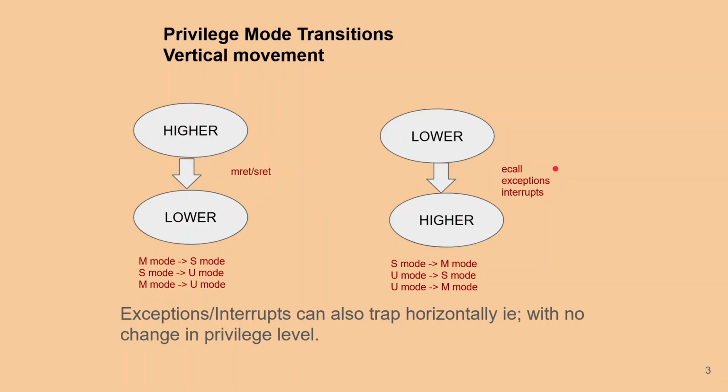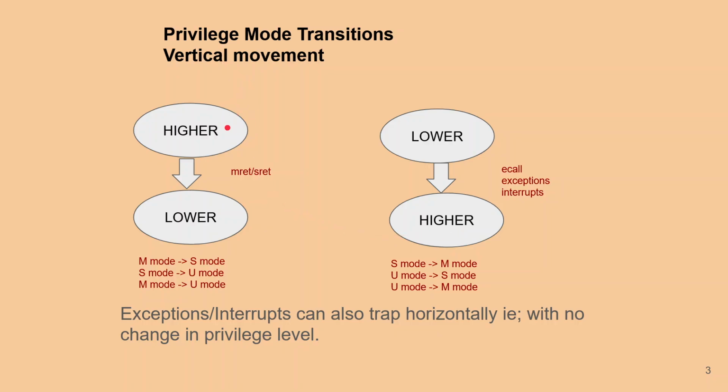This typically happens through exceptions, interrupts, and most commonly an ecall instruction. In fact, this is how a lower privilege mode will ask for assistance from a higher privilege mode code.